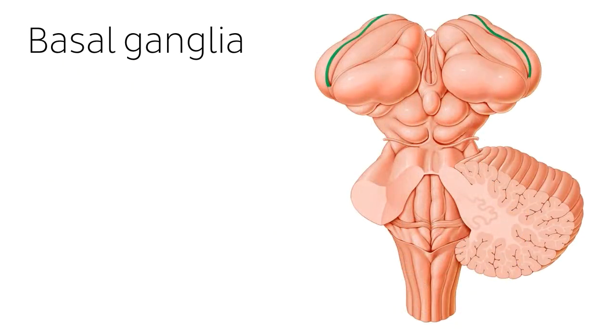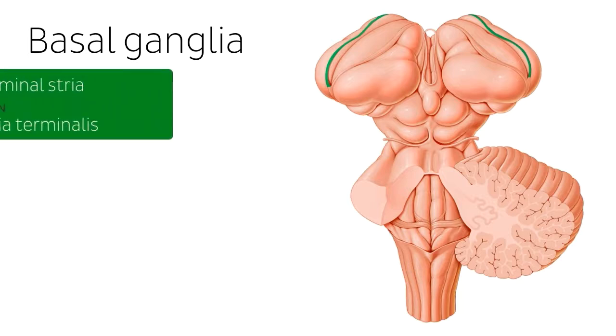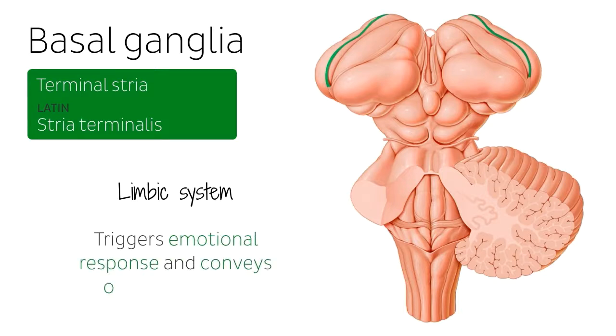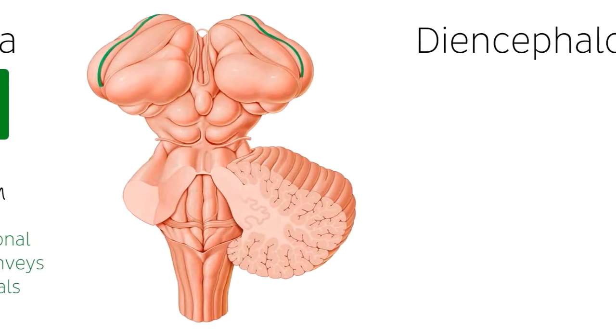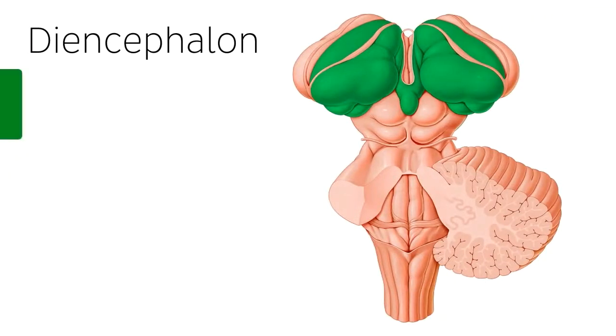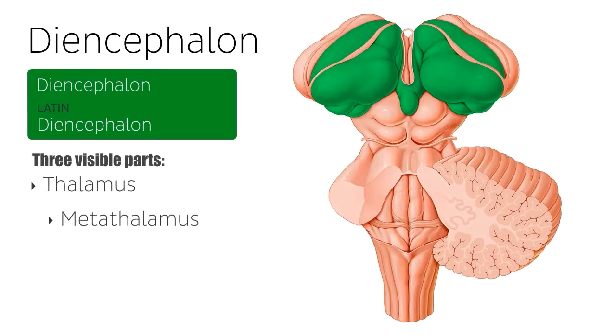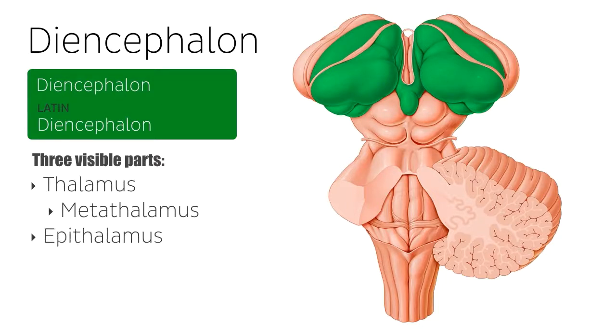Located in the angle between the caudate nucleus and the thalamus and covering the thalamostriate vein is the terminal stria. As a part of the limbic system, the terminal stria triggers emotional responses from the amygdala and also conveys olfactory signals. So the diencephalon is the most dorsal aspect of the forebrain, and it contains the hypothalamus, the thalamus, the metathalamus, and the epithalamus. But in this image, we're only going to be able to see three parts: the thalamus, which includes the metathalamus, which is a composite part of the thalamus, and the epithalamus.